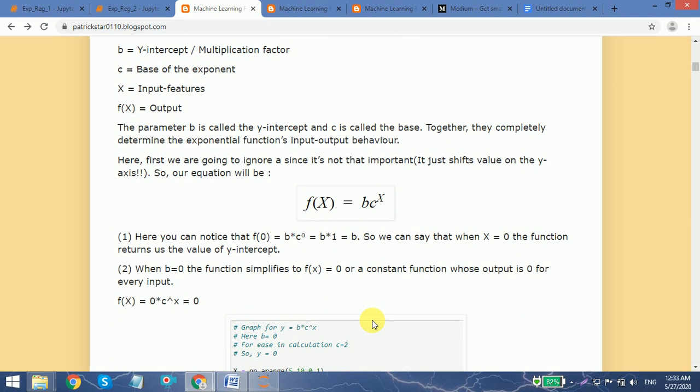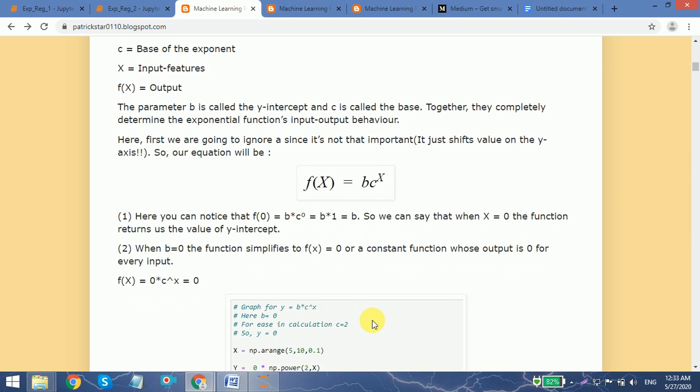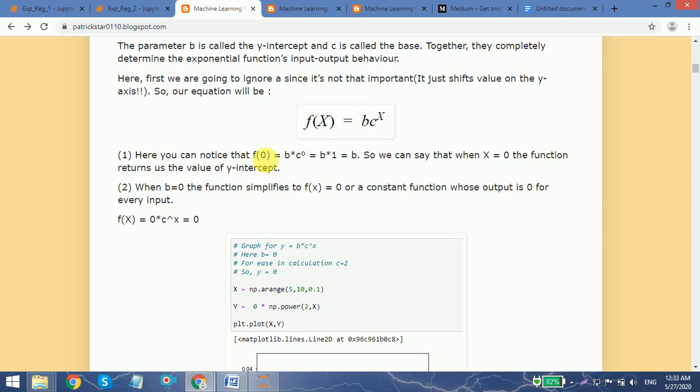I'm going to show you some features of the exponential function by taking examples. The first point is that whenever I put x equals 0, this function will be a constant function that gives us the y-intercept b. We all know that the y-intercept is the value when our x equals 0. So when x equals 0, it gives us the y-intercept that equals b.